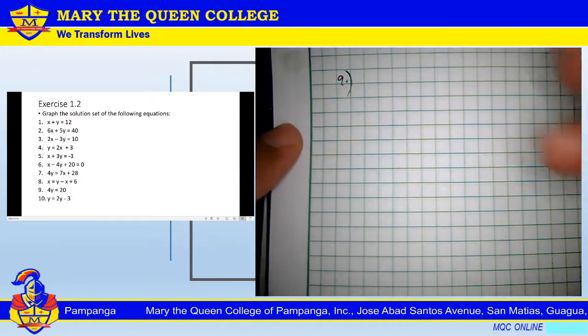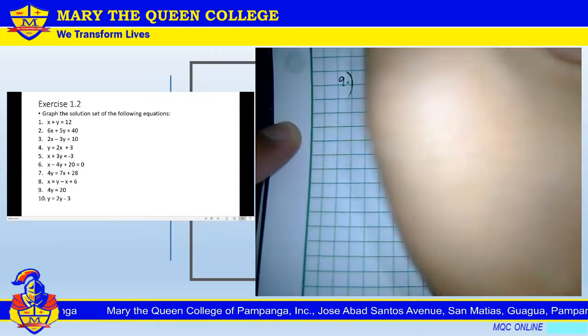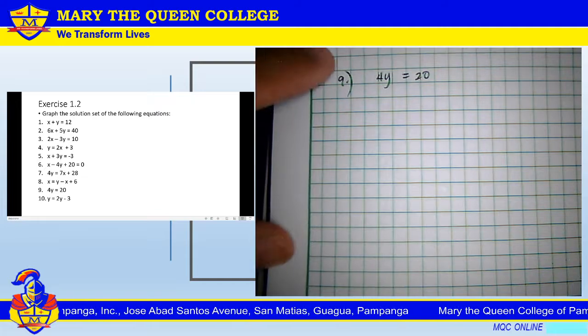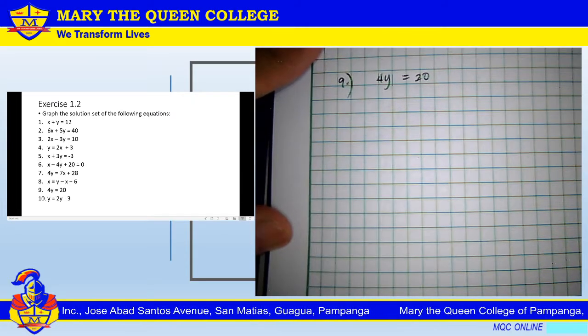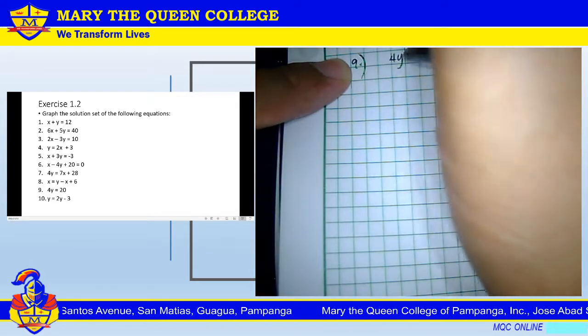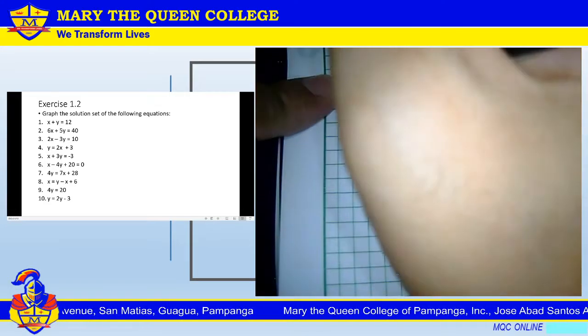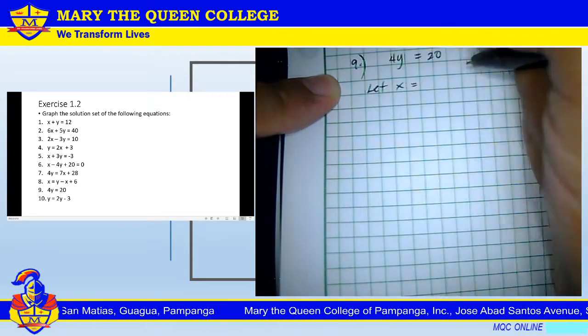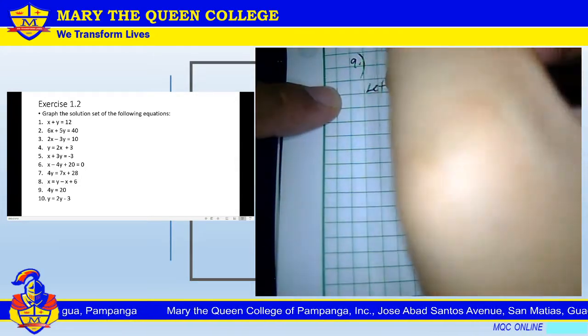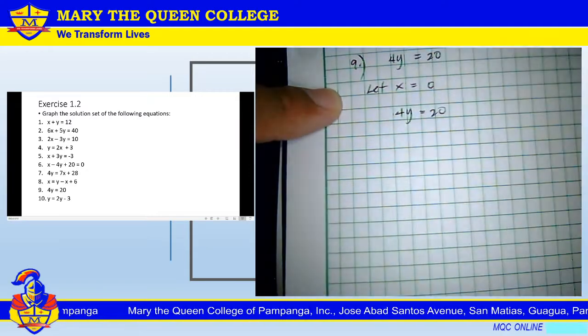we have 4y is equal to 20. So maybe you are wondering that we are on linear equation in 2 variables, but we have only one variable here, which is y. Okay, so disregard the value of x because we do not have x variable here. So to simplify this one, let x be equal to 0. Then we have 4y is equal to 20 because we do not have x.